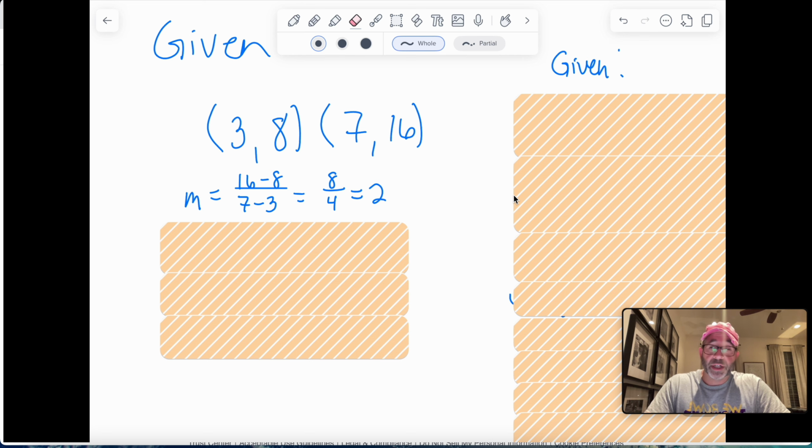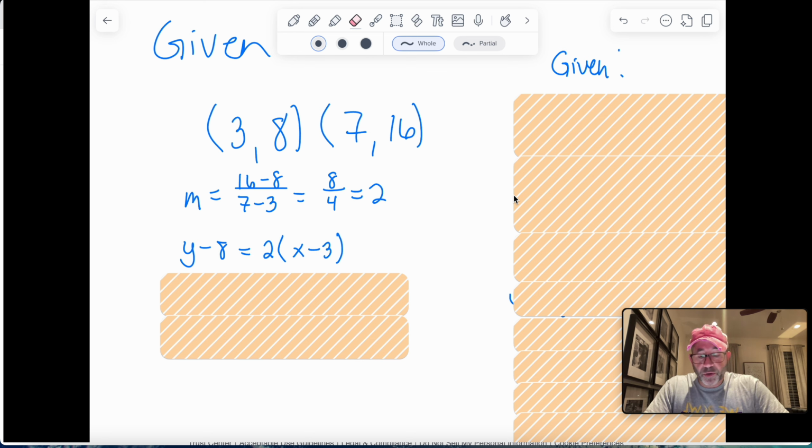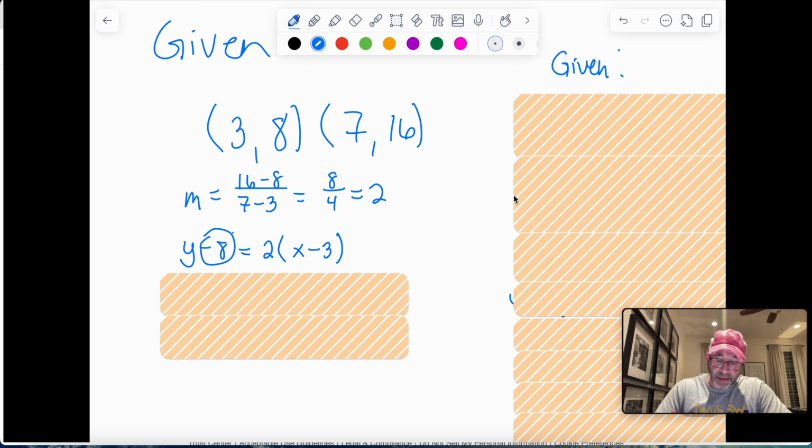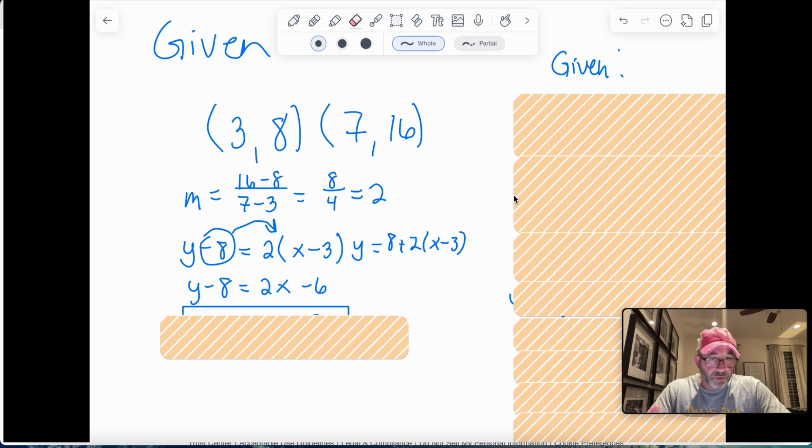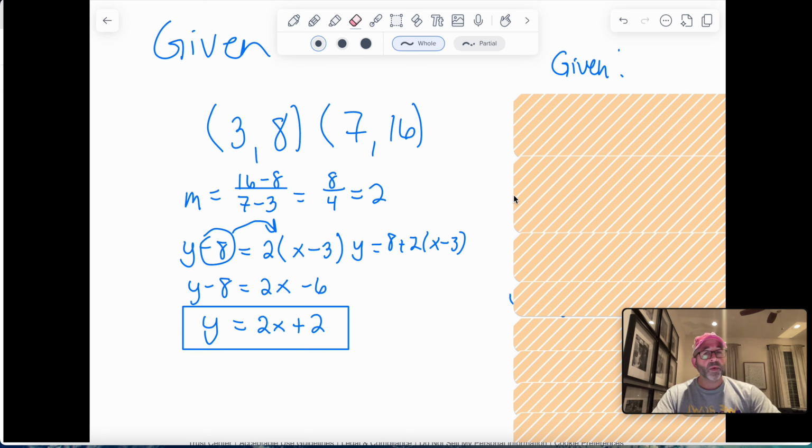Hopefully then, the next thing you would say is, well, let's go ahead and put this in point slope form. If I chose the point (3, 8), I'd have y minus 8 equals 2 times x minus 3. Now, I could technically just take this 8 and move it over, and I would have y is equal to 8 plus 2 times x minus 3. That would technically be an answer, right? That would be a formula that I can use to find all the points. But if I continue on, I keep distributing and then simplifying, I get that y is equal to 2x plus 2. Now, why am I showing you this?